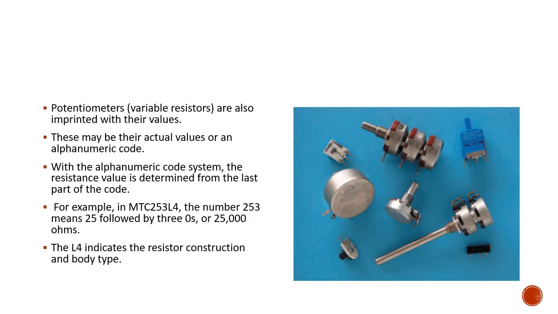Potentiometers, variable resistors, are also imprinted with their values, as in the figure. These may be their actual values or an alphanumeric code. With the alphanumeric code system, the resistance value is determined from the last part of the code. For example, in MTC253L4, the number 253 means 25 followed by 3 zeros, or 25,000 ohms. The L4 indicates the resistor construction and body type.